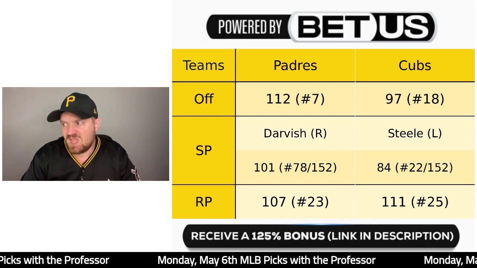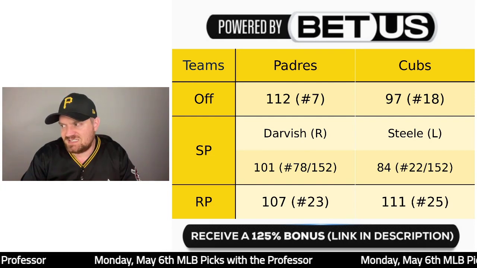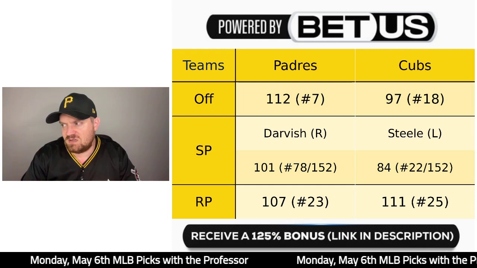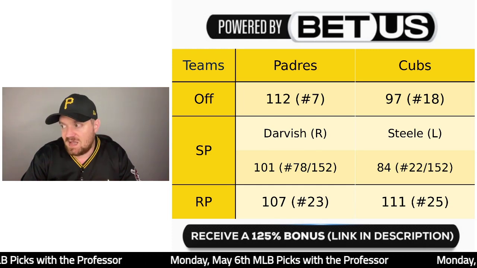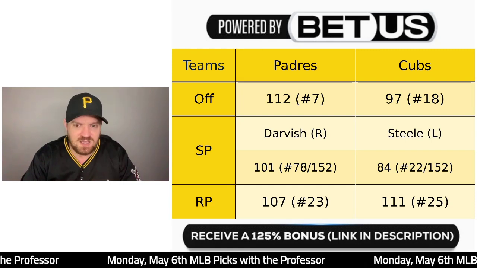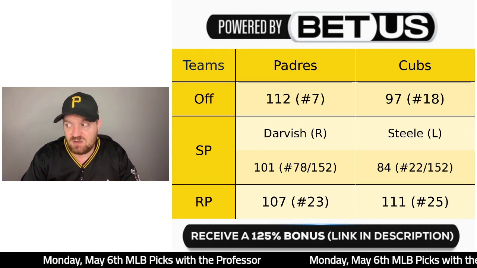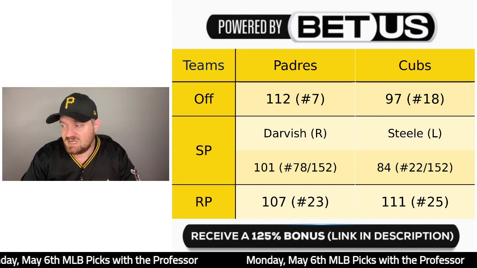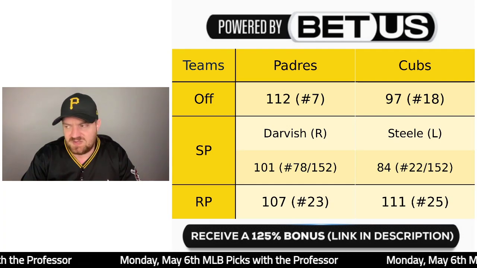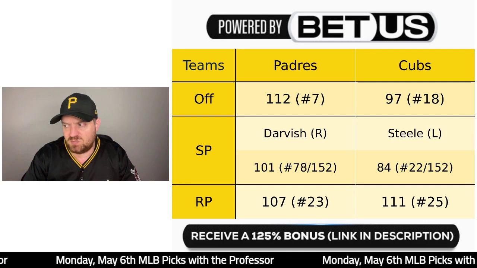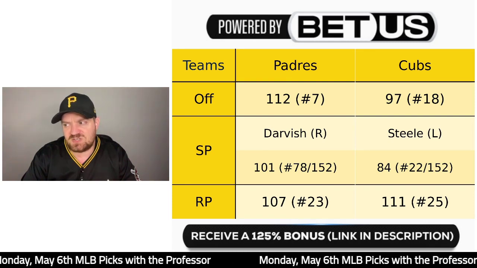Yu Darvish and Justin Steele for this one. Justin Steele is returning; his one really good start was cut short by an injury, and he projected well. Hopefully they have good players healthy. Don't trust either one of these bullpens.